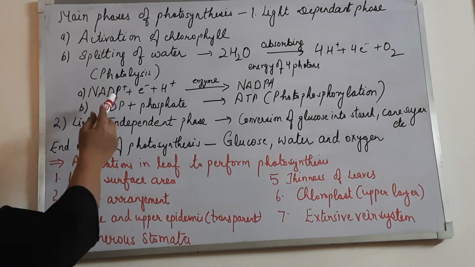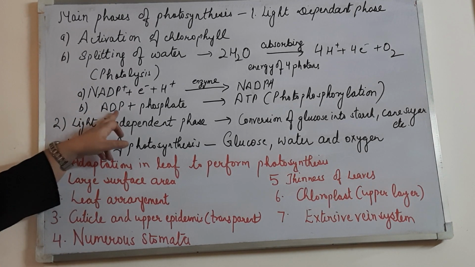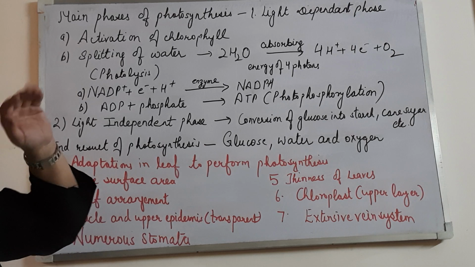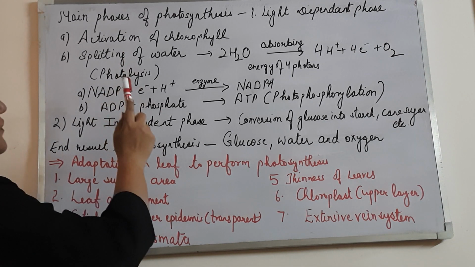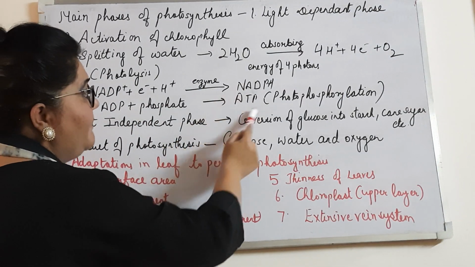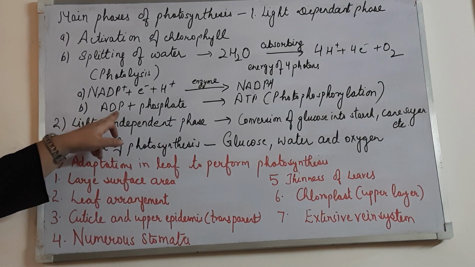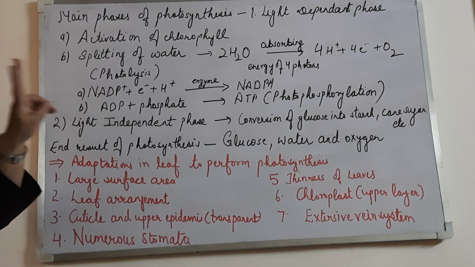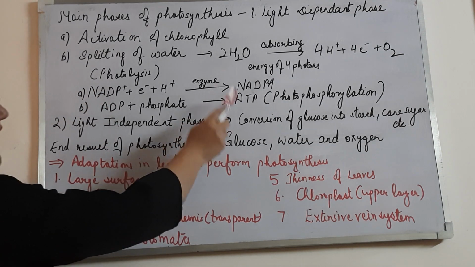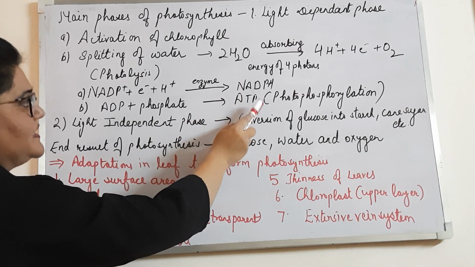Now next, ADP. This is ADP that will be formed in this process. This ADP will take up the electrons, and by taking the electrons, it will add one more phosphate group in order to form ATP, that is adenosine triphosphate. Adenosine diphosphate has 2 molecules of phosphate, and by taking up the electrons, it will become ATP, adenosine triphosphate.